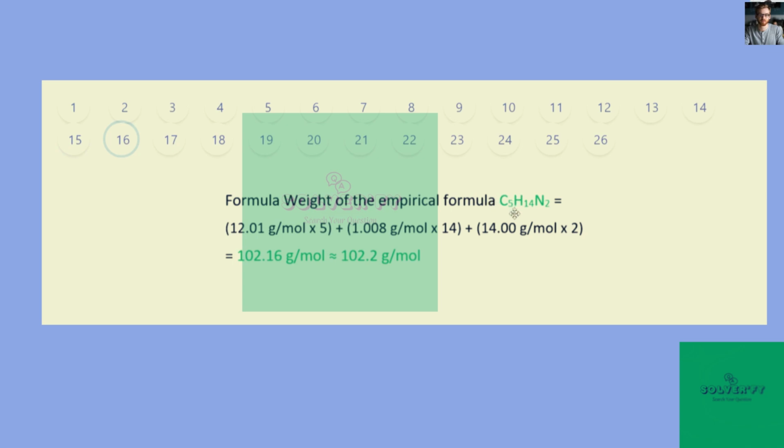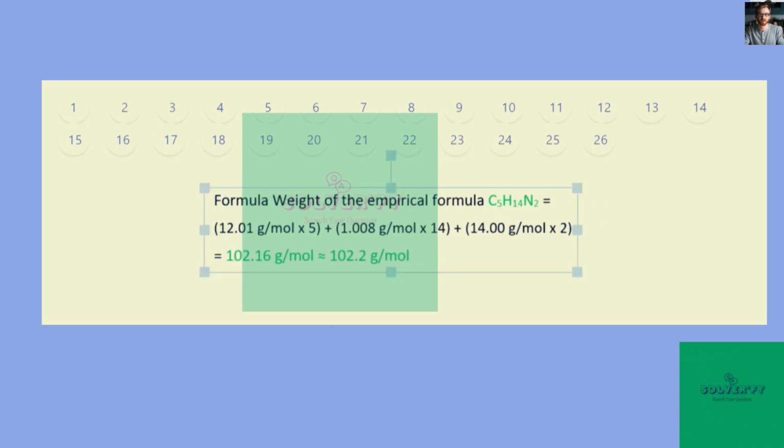So for the empirical formula weight, what we do is we simply add the molar mass of each of the elements times the number of atoms of those elements present.